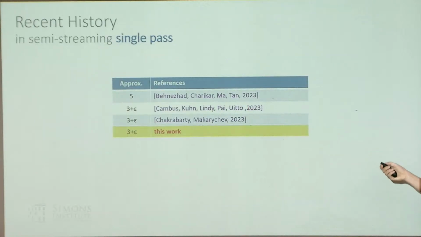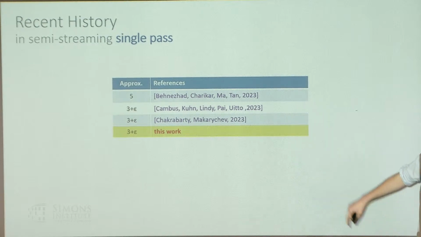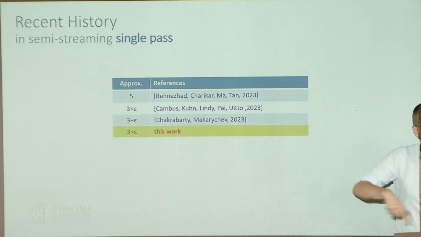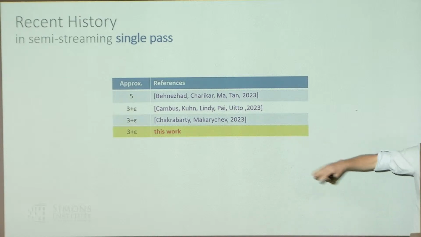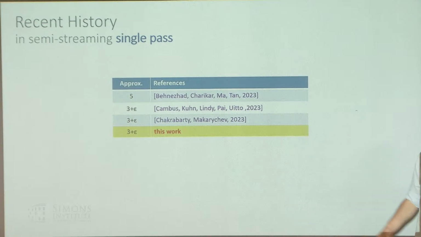Some of you might ask about semi-streaming. This is also a classical setting for big data computation. Our algorithm does translate to semi-streaming as well, but it just matches the existing state of the art. Particularly, there were these two results, one by Behnezhad, Charikar, Ma, and Tan, and another one by Chakrabarty and Makarychev, who gave a 3 plus epsilon approximation in a single pass. We do not get anything better than that, it just matches the state of the art. So this is roughly about the history.